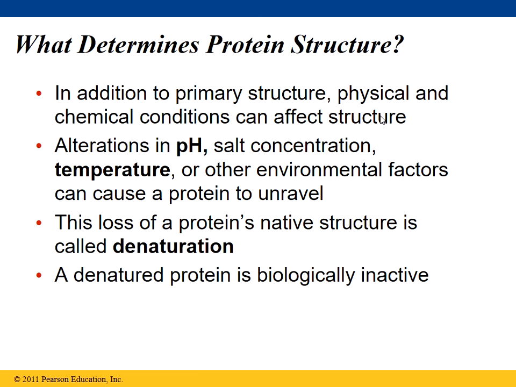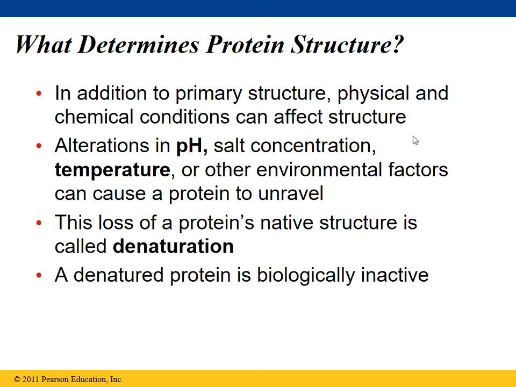So what determines a protein structure? As it says here, in addition to the primary structure, physical and chemical conditions can affect structure. And there are 2 major things that affect a protein structure: pH and temperature. So let's go back to the egg. The albumin of an egg, the egg white, is protein-based. And when you put that on a frying pan, when you're cooking an egg, what happens to that clear protein? What does it do? It turns white. What happened there is you just denatured the protein.